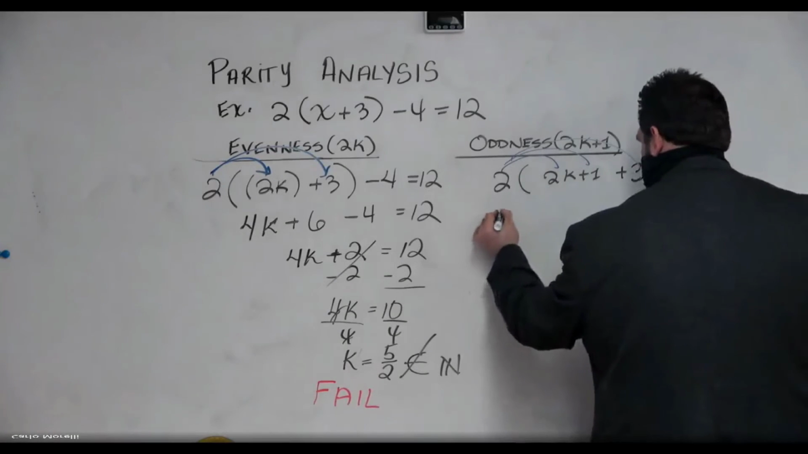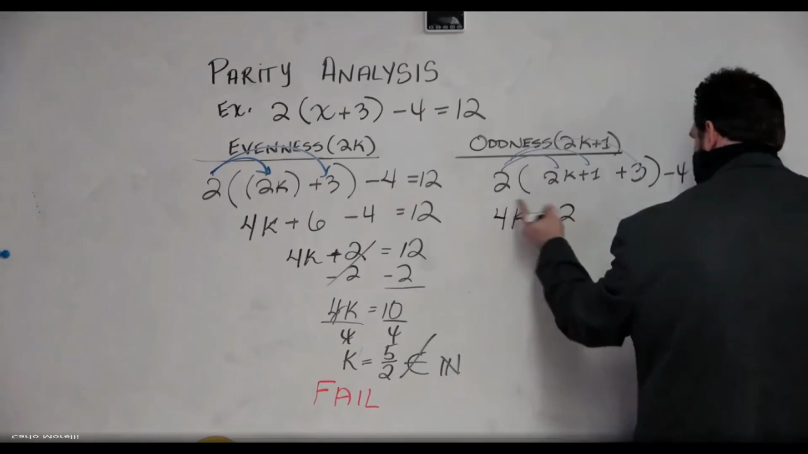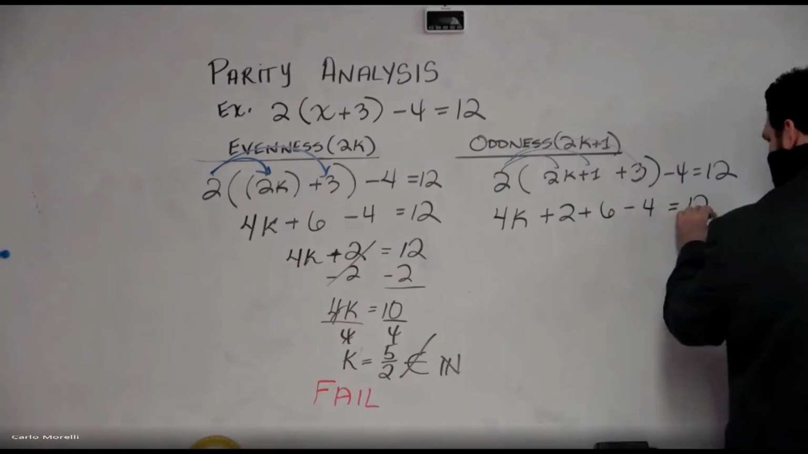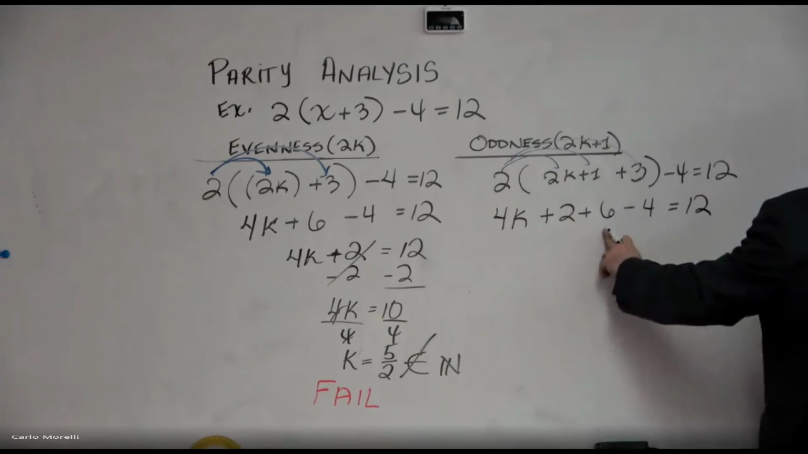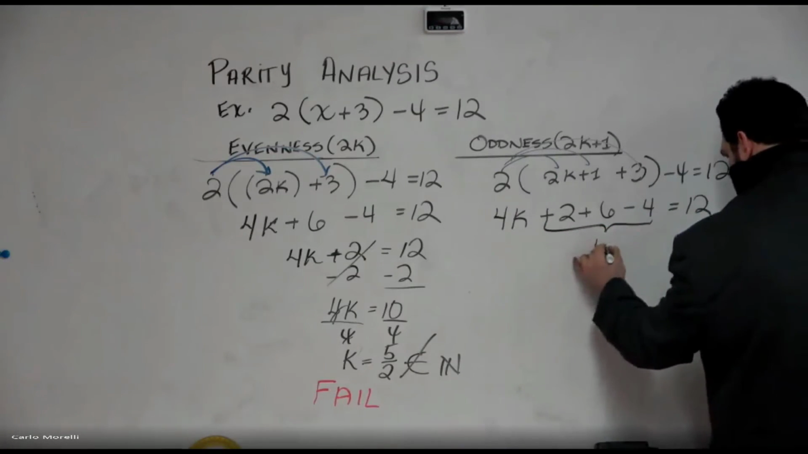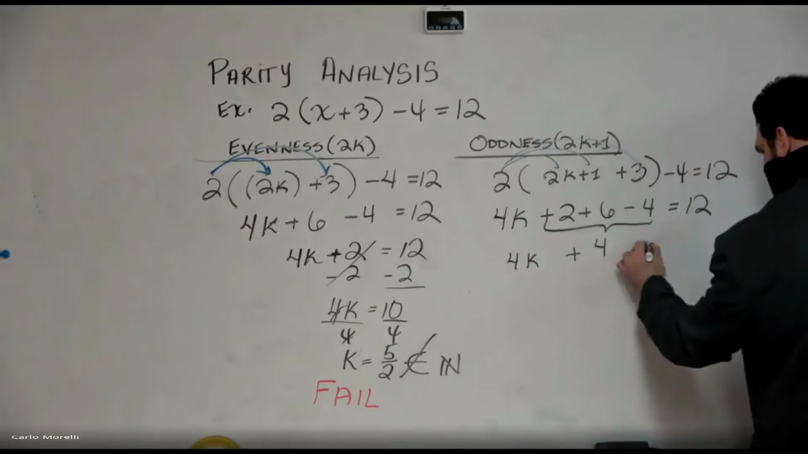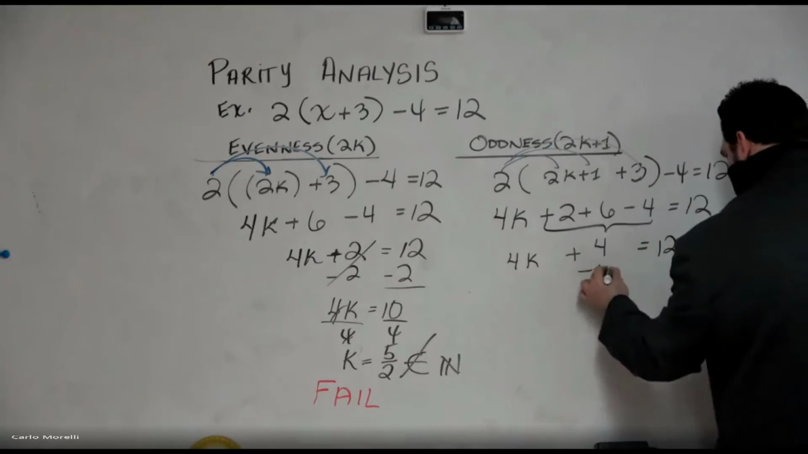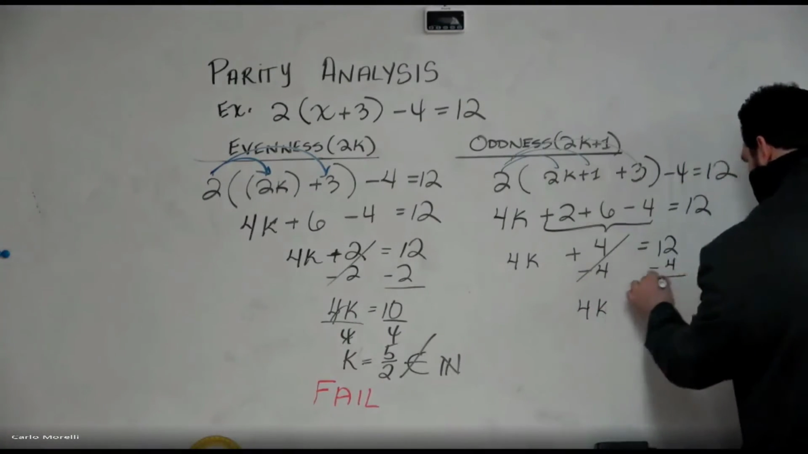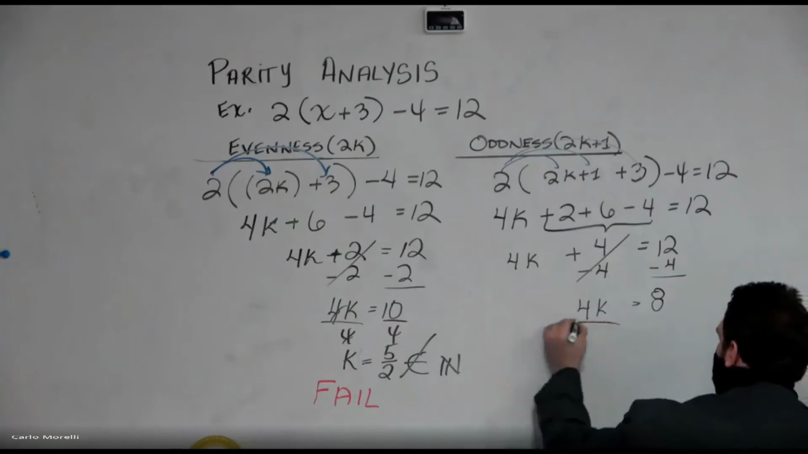So distribute 2 times 2k, that's 4k. 2 times 1 is plus 2. 2 times 3 is plus 6. Minus 4 equals 12. What is 2 plus 6? 8. What's 8 minus 4? 4. So this whole thing just becomes 4k plus 4 equals 12. Subtract 4 on both sides. 4k equals 12 minus 4 is 8. Okay. Divide both sides by 4.